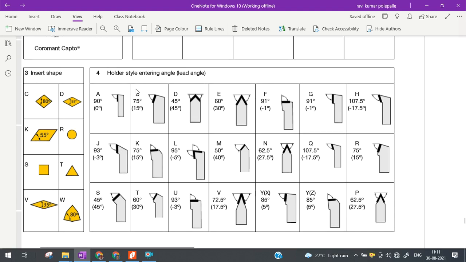Next, tool holder style. That means whether the insert is simply straight or offset by a particular angle so that it stays away from the workpiece or the chuck during cutting. So that is called the entering angle or lead angle.